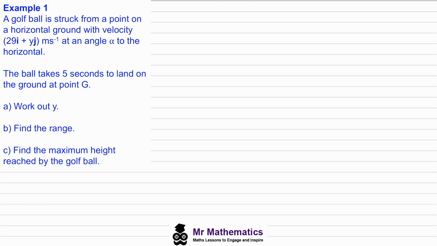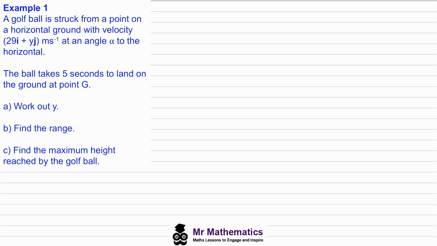Okay, so in example 1, we're told that a golf ball is struck from a point on horizontal ground with velocity 29i plus yj in meters per second, at an angle of alpha to the horizontal. And we're told that the ball takes 5 seconds to land on the ground at point G. For part A, we've been asked to work out y, the range, and the maximum height reached by the golf ball.